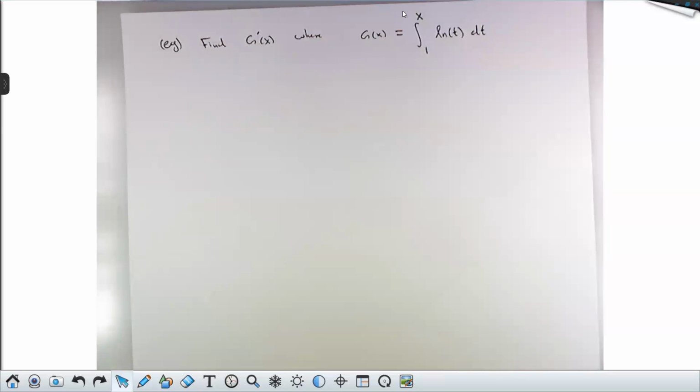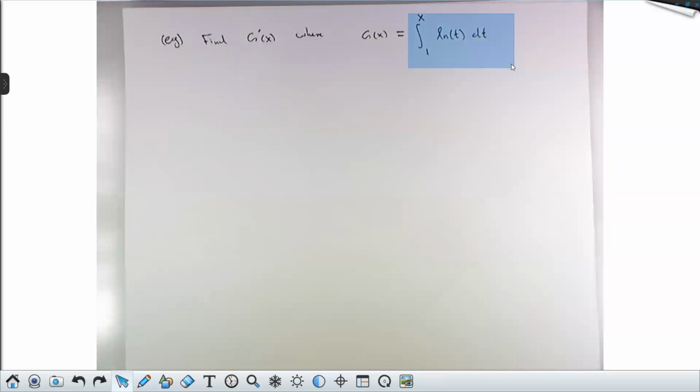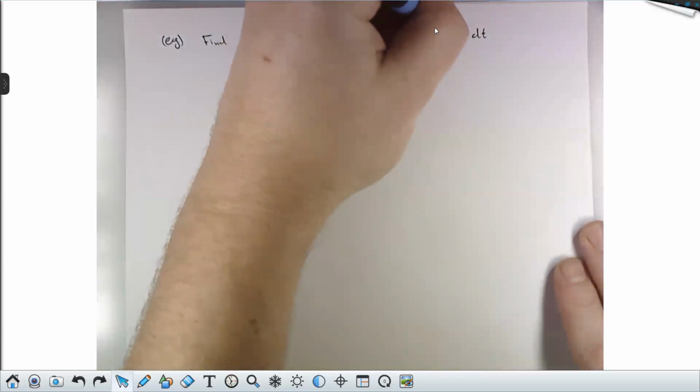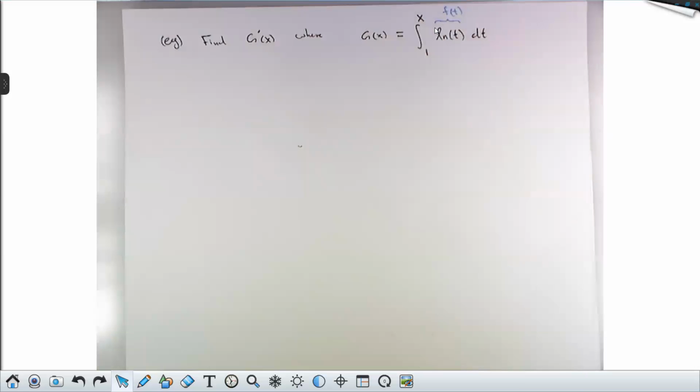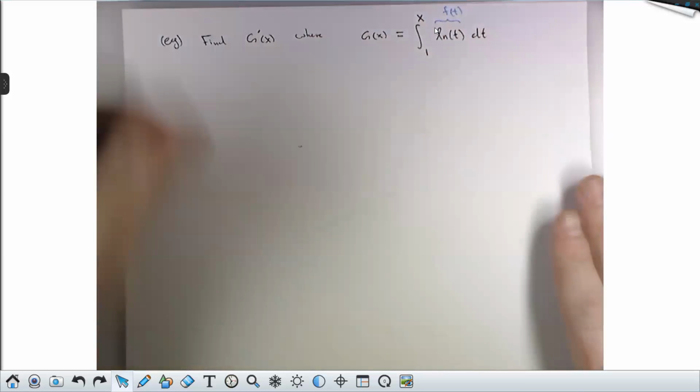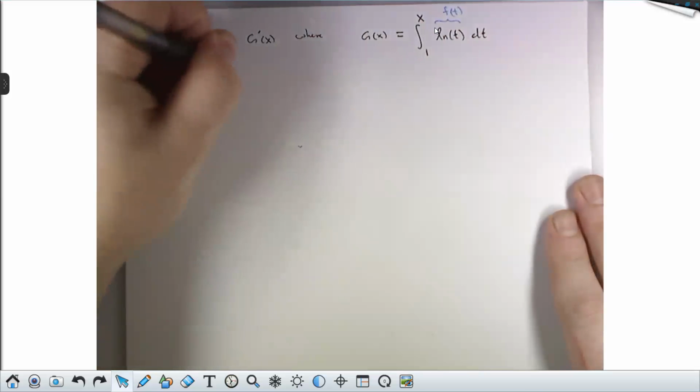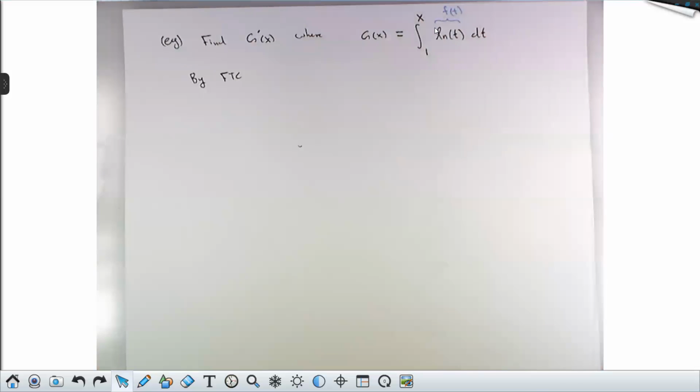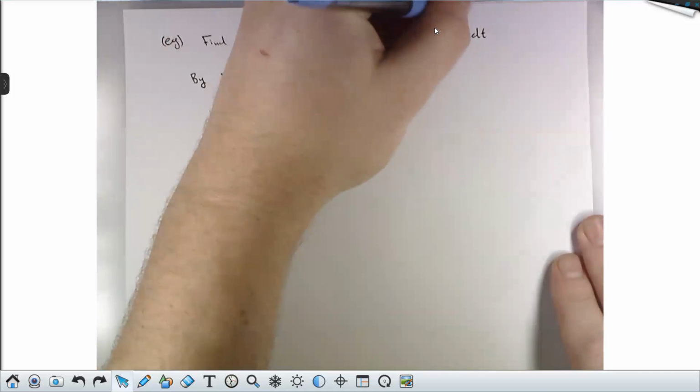Just to be clear, one way you could solve problems like these is to try and evaluate this integral, try and find a formula for this function, and then just differentiate it. But the two examples I've chosen here are such that evaluating this integral is tough. So you really want to use FTC1 to do this. Here again, all we have to do is identify little f. Little f of t here is natural log of t. So I would just say by FTC, I should call it maybe little g here, I'm sorry, because I'm calling this big G. I'm going to call this little g.